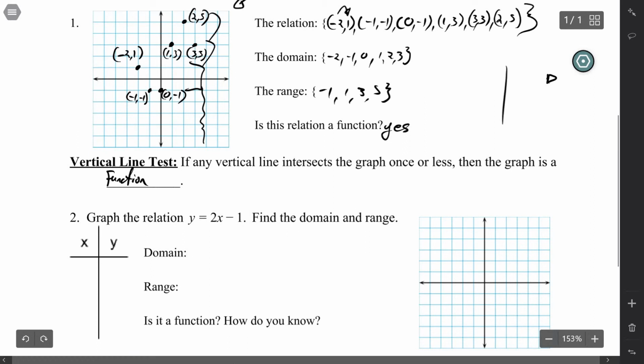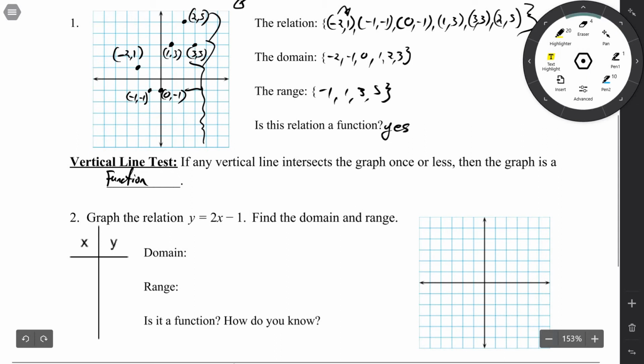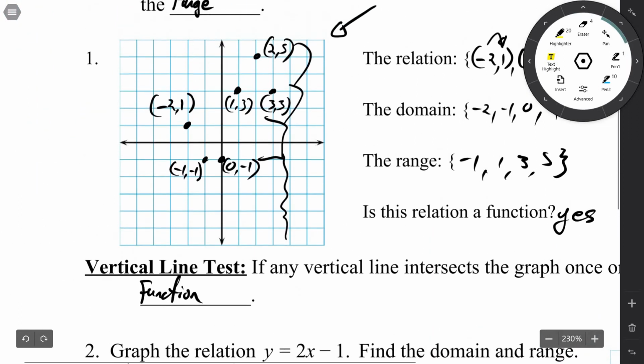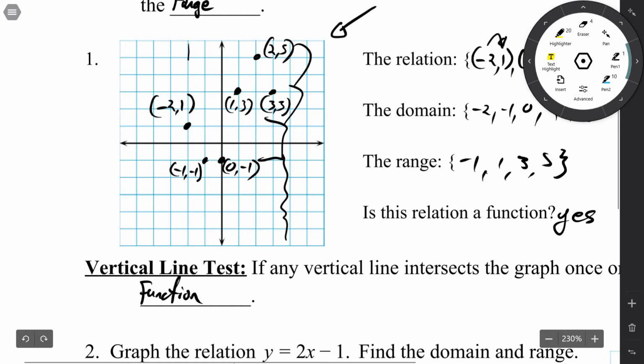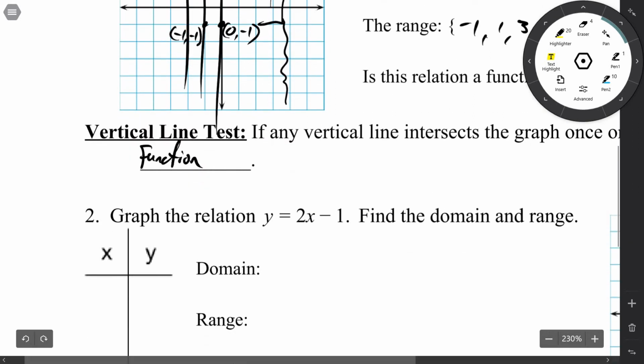But if it only intersects once every single time as you're going down, then that would also be considered a function. So let's check that on our grid that we did right up here. If we draw a line straight down through, yeah, that only intersected once, once, once, once, once. So our set of ordered pairs right here, our relation, definitely passes the vertical line test. So I would say yes, it is definitely a function.